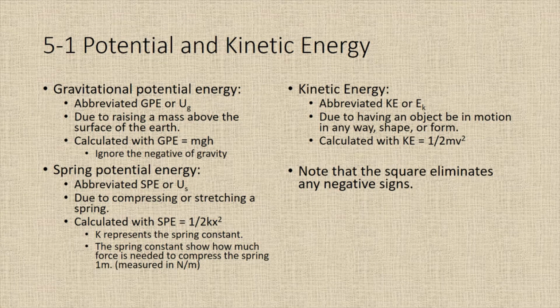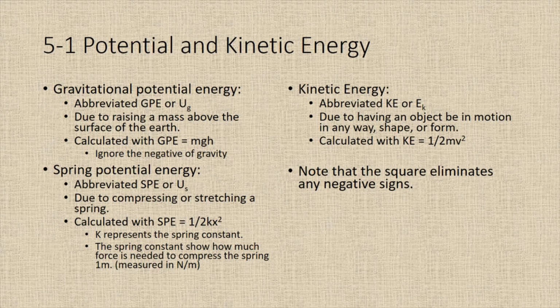So the first form of energy we're going to be taking a look at is gravitational potential energy. Now, I like to abbreviate it as GPE for gravitational potential energy. Some places will represent it with a capital U with a subscript of a G, representing potential energy of gravity. This energy comes from raising a mass above the surface of the Earth, and we calculate it by multiplying the object's mass times the acceleration due to gravity and multiply it by the height above the ground.